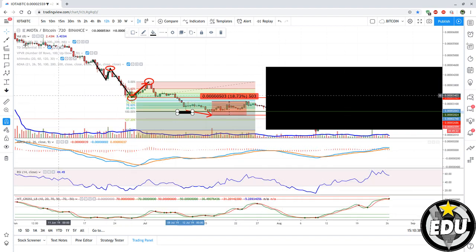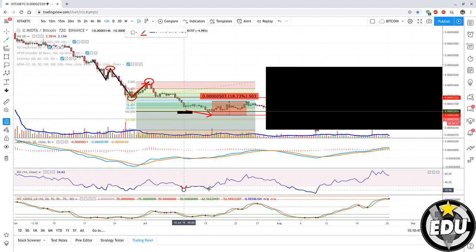And my bad, as you guys can see, there's a more than perfect bullish divergence. A perfect one because it's below 30. Both lows are below 30. The price didn't even go above 30. This is the best divergence you can ever see.